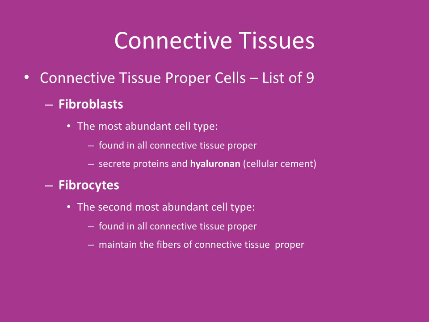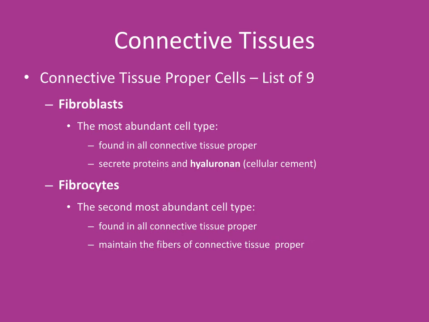Anyway, there are 9 different cells that occur in the connective tissue. I think I've already mentioned them. I'm just going to run through them again. Fibroblasts are the most common. They make the fibers. They secrete these proteins and hyaluronin, which is kind of the cement that sticks it all together.